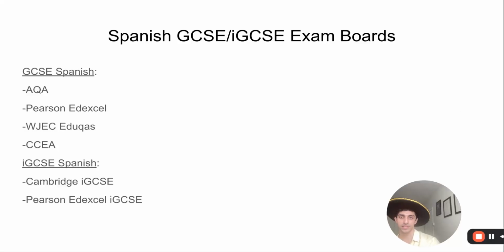Now, these are the Spanish GCSE and iGCSE exam boards. This should be correct as of August 2025, and you should recognize your exam board here as well if you're a student. There are 4 for GCSE Spanish, 2 essentially for iGCSE Spanish. There are some differences from exam board to exam board. While there is considerable overlap in terms of the content, it is good to be aware of which exam board you're studying as early as possible. Pearson EdXL iGCSE, for instance, still has a combined reading and writing paper. Both skills are examined together in one paper, so that still remains slightly different.